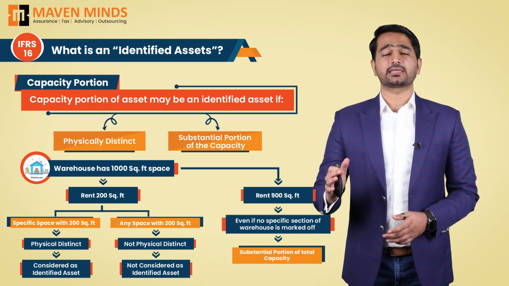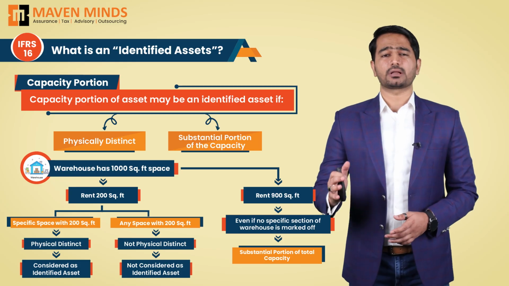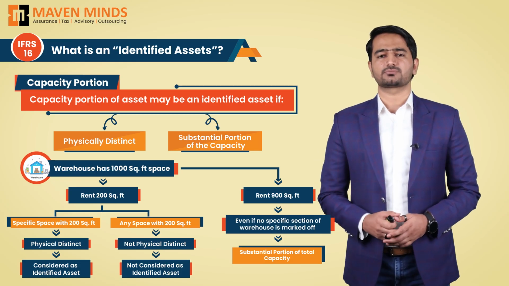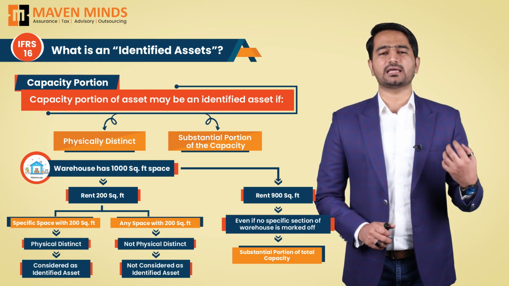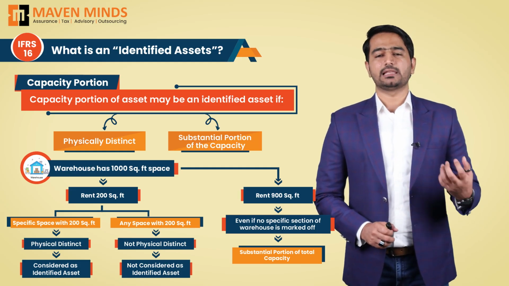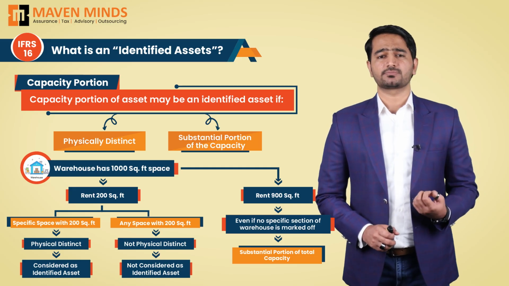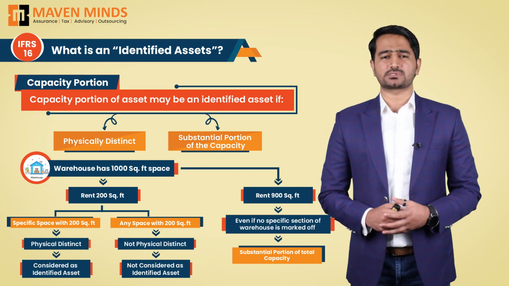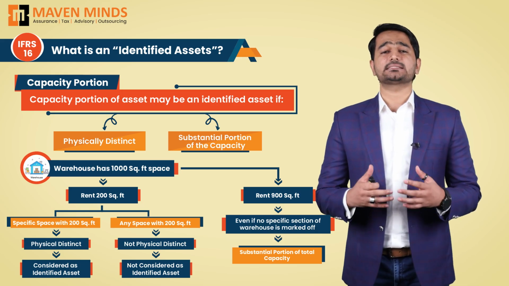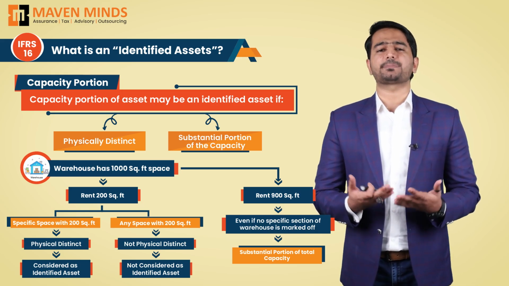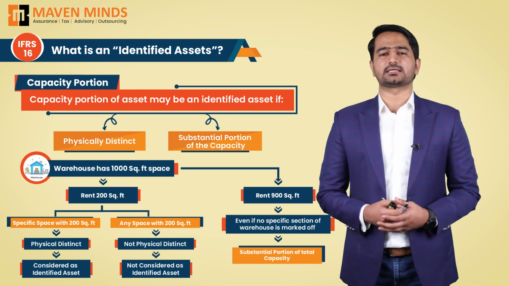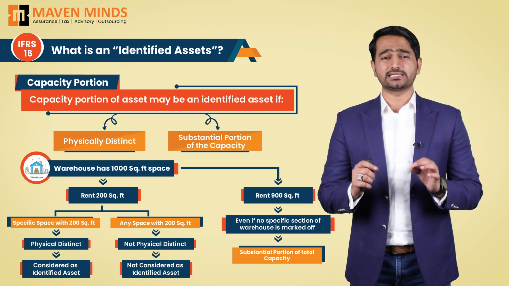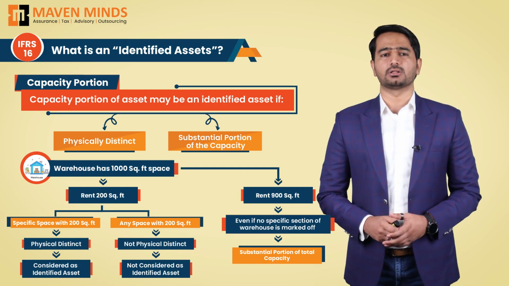So, what we have learned: a capacity portion can be considered an identified asset if it is physically distinct, like a specific classroom or a marked corner of a warehouse, or it represents a substantial portion of the asset's total capacity, like 9 out of 10 classrooms or 90% of the warehouse capacity. That wraps up today's discussion on capacity portion and when they can be considered an identified asset. I hope this clears up the concept for you all.